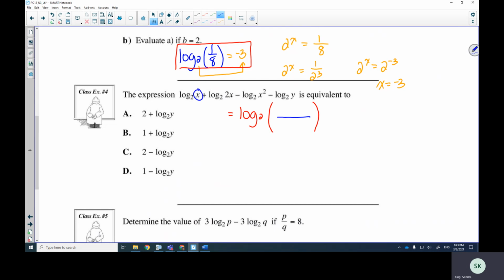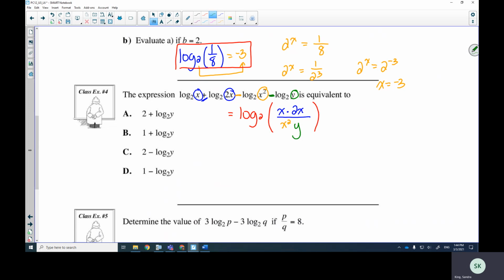So this log is a positive log, so the x goes in the numerator. This log is positive. The argument goes in the numerator. This log is a negative log, so that x squared goes down there in the denominator. And the last log, this guy is negative, so the y goes in the denominator. So you should have first that.